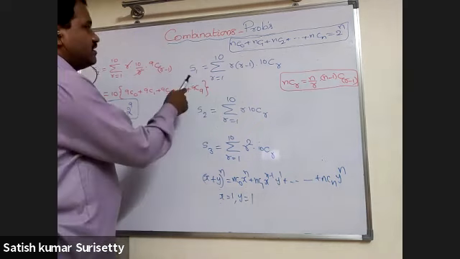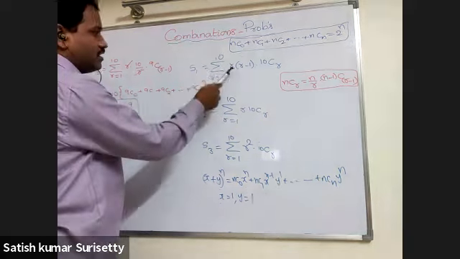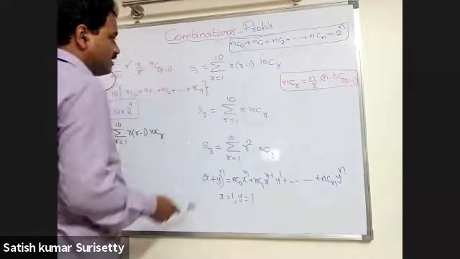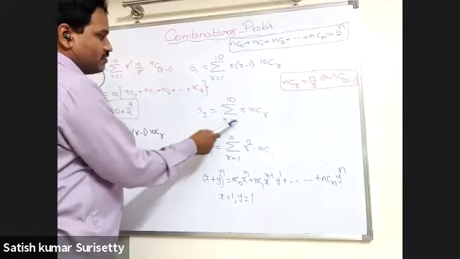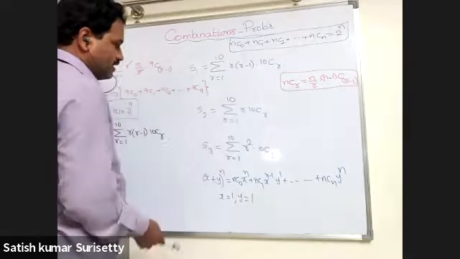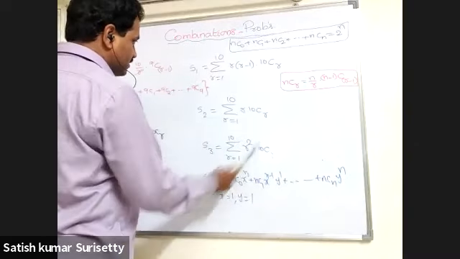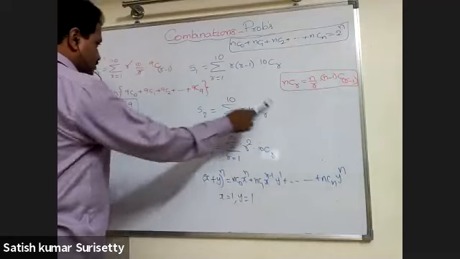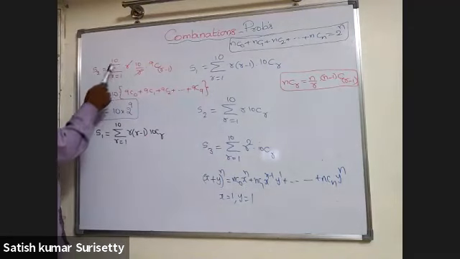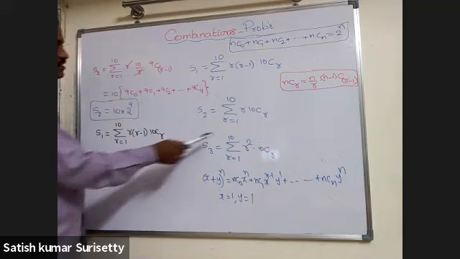So S1 is given as sigma r equal to 1 to 10 r into r minus 1 into 10Cr. S2 is sigma r equal to 1 to 10 r into 10Cr. S3 is sigma r equal to 1 to 10 r square into 10Cr. Now let us do S2 first. S2 is sigma r equal to 1 to 10 r into 10Cr.